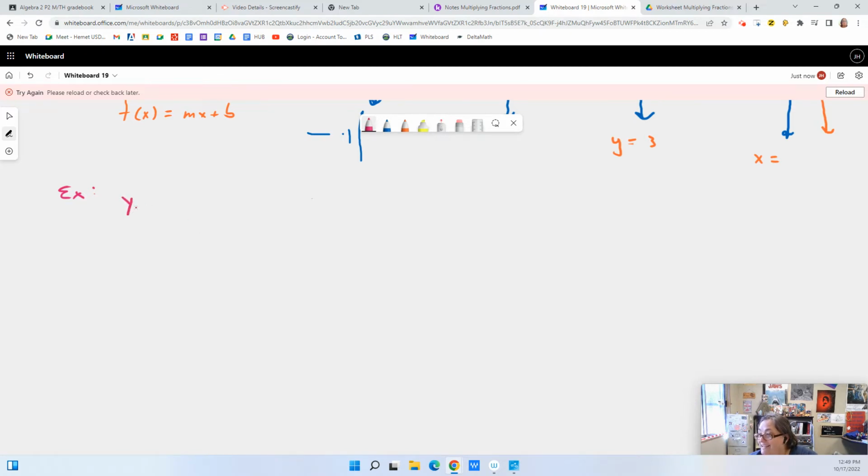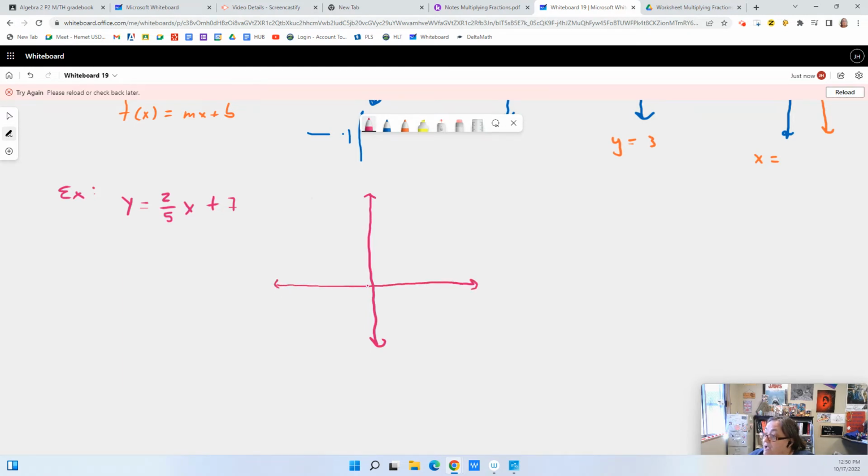If I have y equals 2/5 x plus 7, and I'm asked to write it in slope-intercept form and then graph it. Now, this one's already in slope-intercept form, so we really don't need to change the form. Graphing it is going to come fairly easy when it's already in slope-intercept form, right?